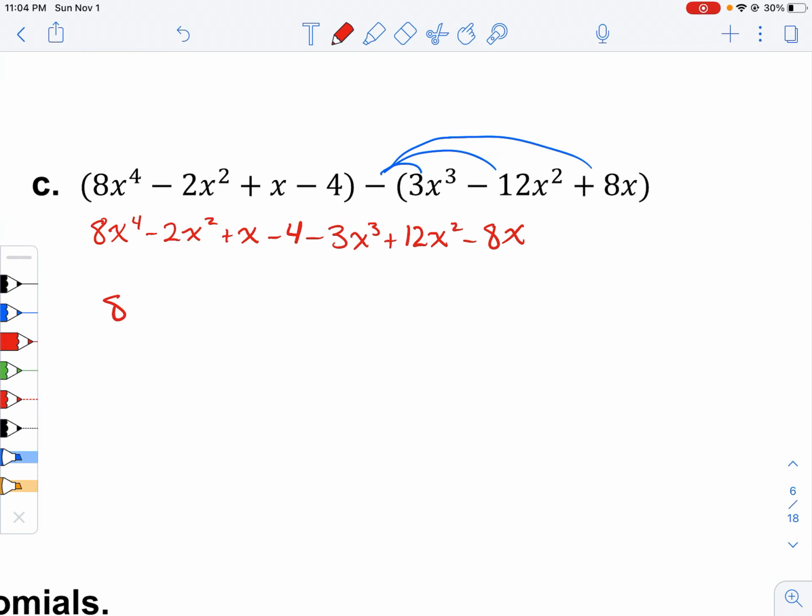Only one x to the fourth, so that'll be my first term. X to the third, I again only have one. Do have 2x squared, so negative 2x squared plus a 12x squared, so plus 10x squared. And then I have a plus x and a minus 8x, so minus 7x. And then only one minus 4.